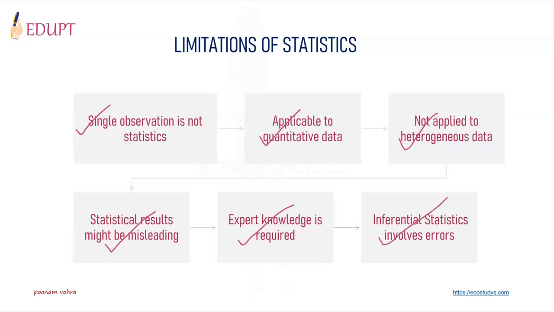And since statistics is quantitative in nature, some errors are always possible in statistical decisions. In particular, inferential statistics involve certain errors, and we do not know whether an error has been committed or not.